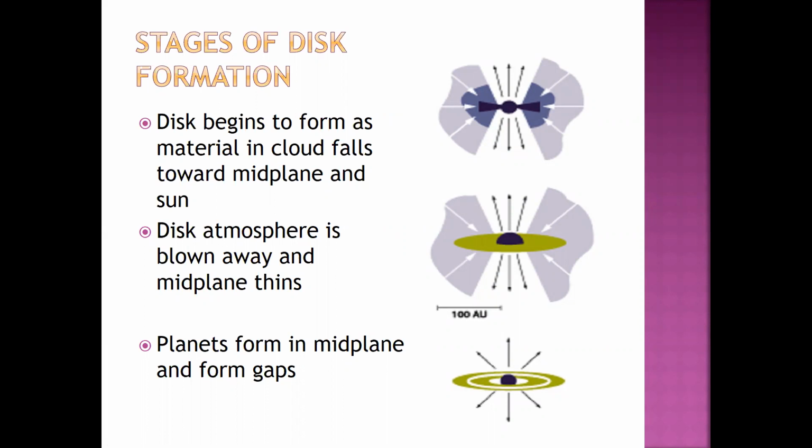First, the disk begins to form as material in the cloud falls towards the midplane and the sun. Second, the disk atmosphere is blown away and the midplane thins. And third, planets form in the midplane and form gaps in the disk.